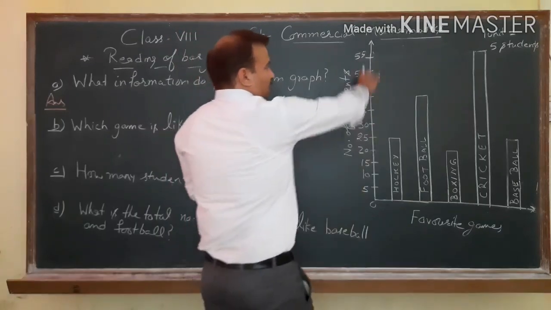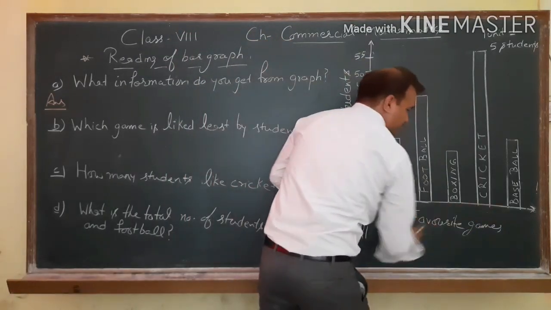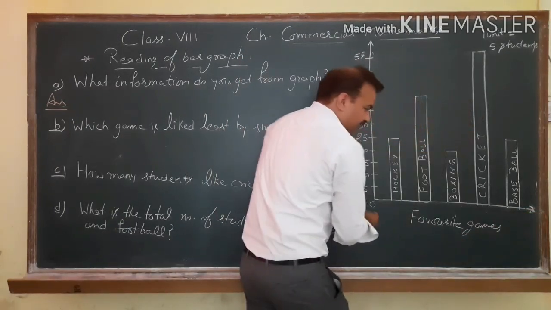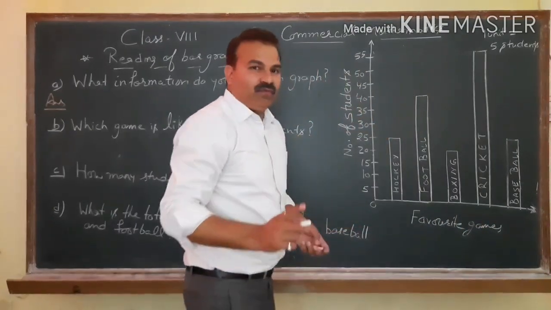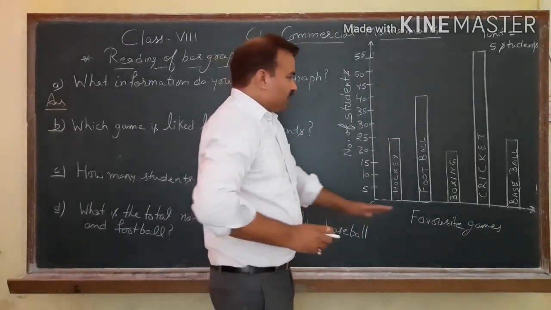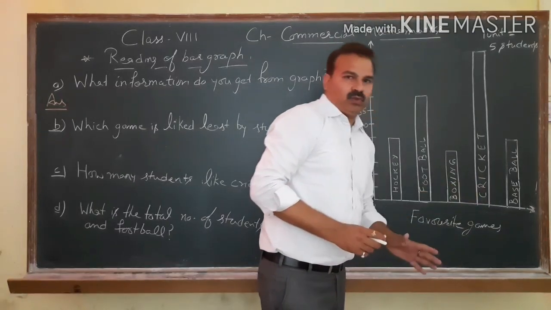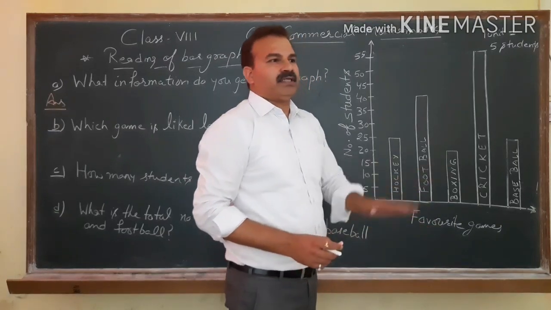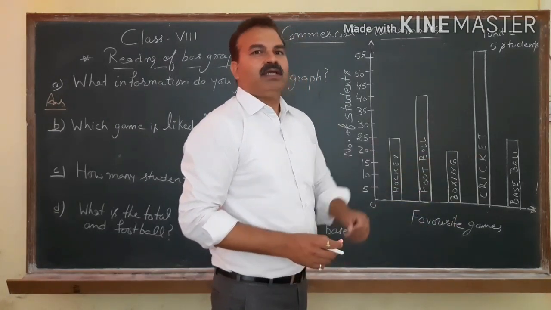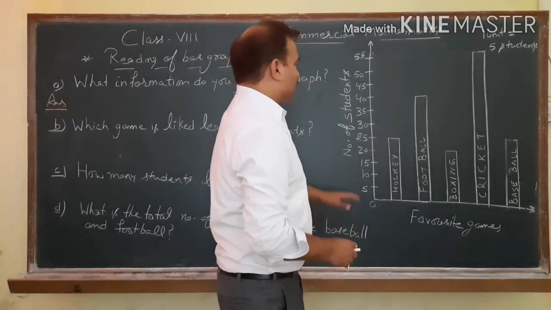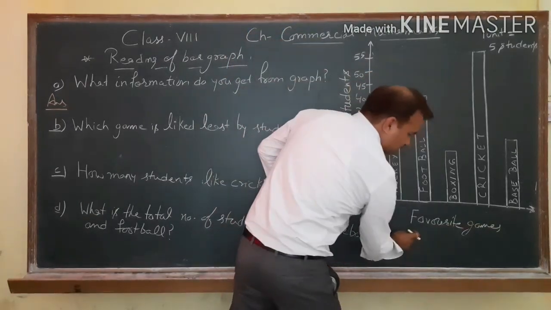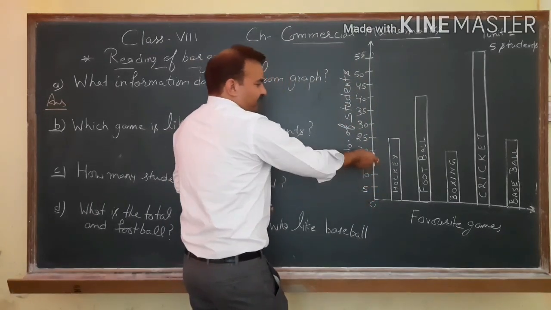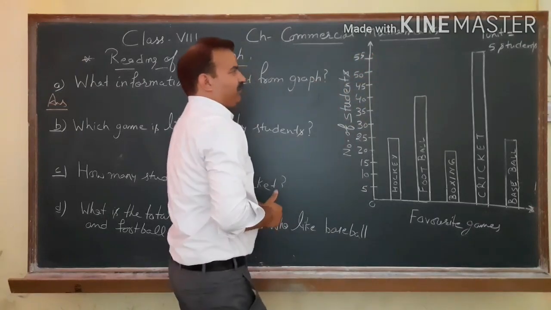Now, this is the y-axis and this is the x-axis. One main thing you people know is that on the x-axis we write that thing which is known. So here the games are known, and the number of students depends on the games. It is not necessary that the number of students is fixed; it depends upon their favorite game, their choice. Now, on this axis is the favorite game, and on this is the number of students: 5, 10, 15, 20, 25 up to 55.